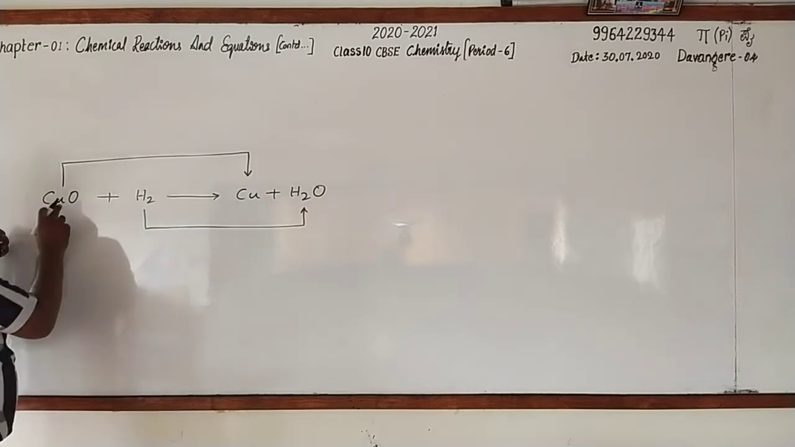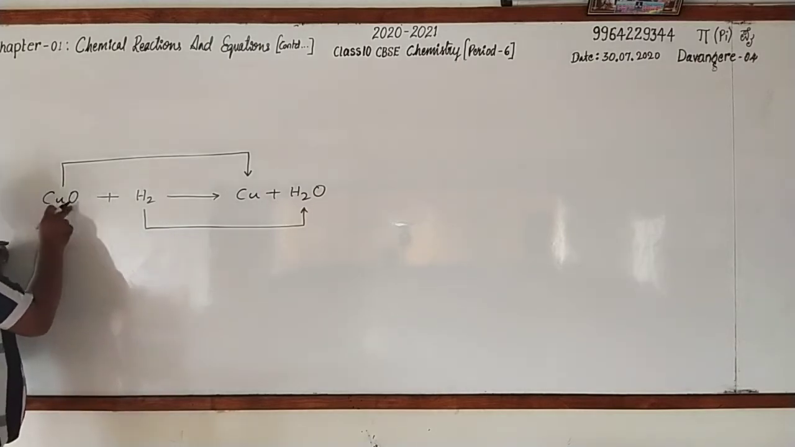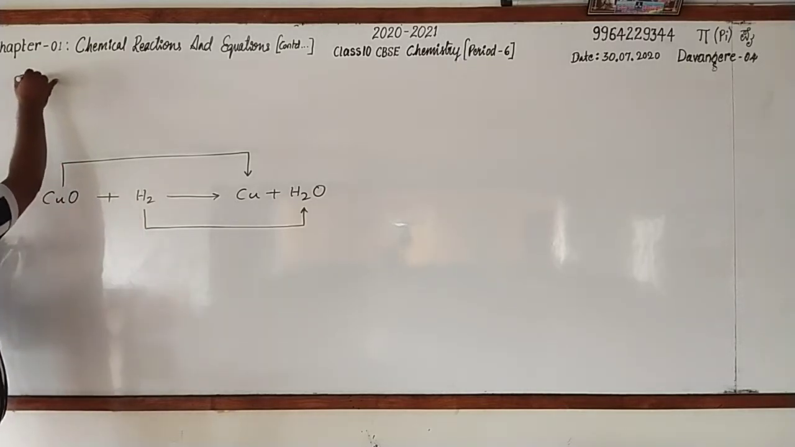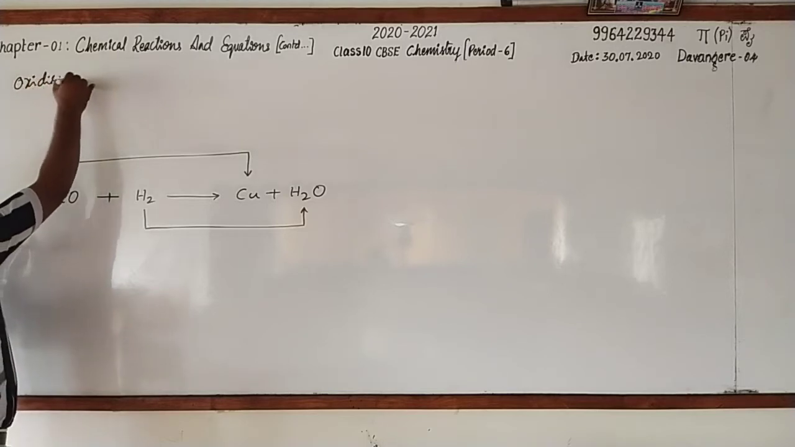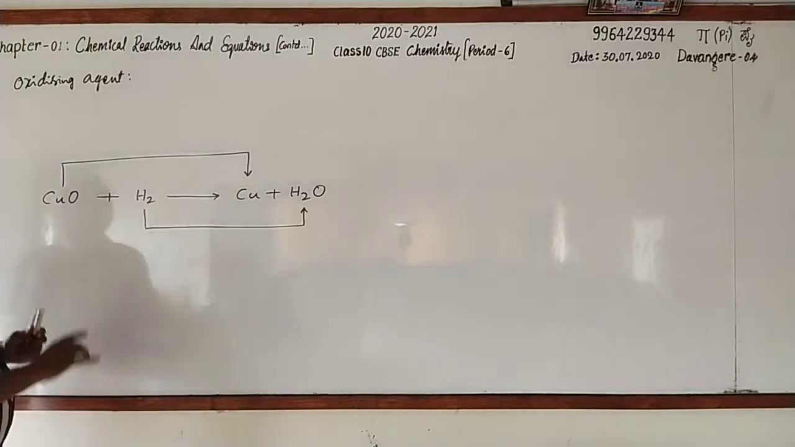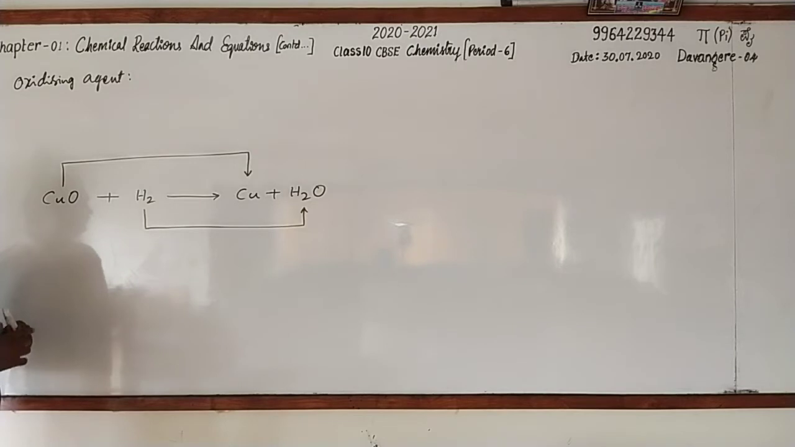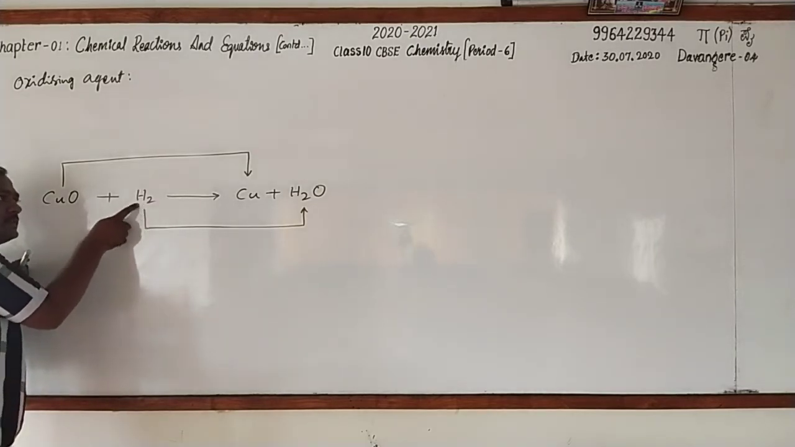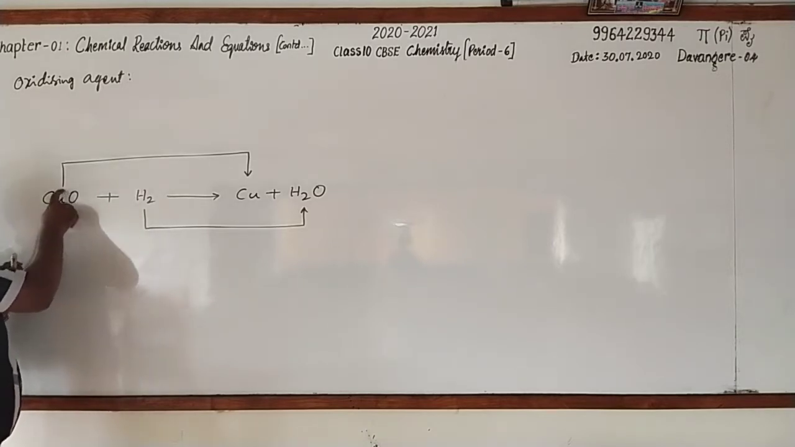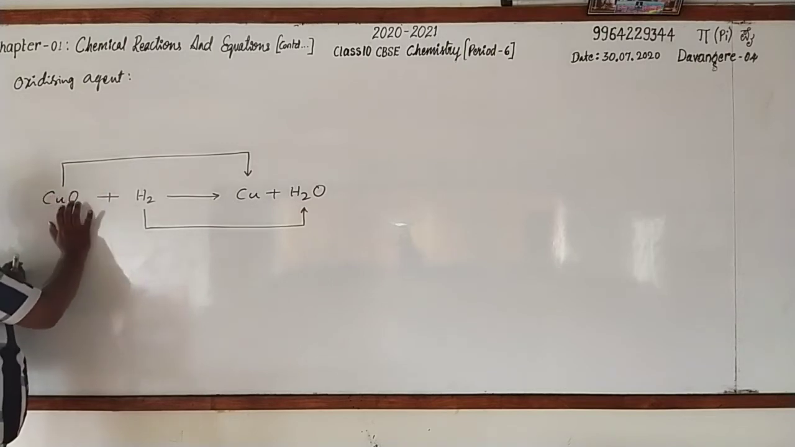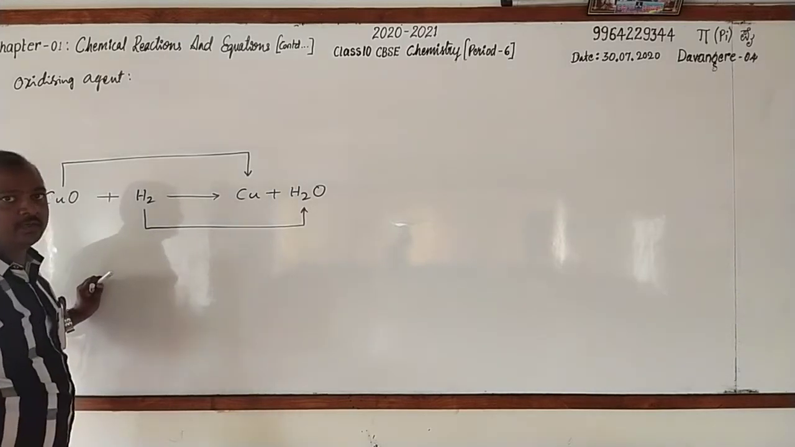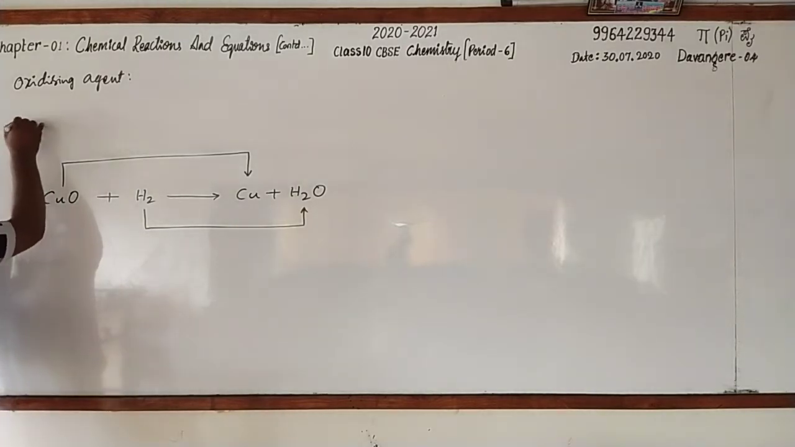Right? Here, this is the substance which gives oxygen for oxidation, and this is called oxidizing agent. Once again, the substance which gives oxygen for oxidation is called oxidizing agent. And hydrogen is the substance, look here, that removes the oxygen from copper oxide. Therefore, it is called reducing agent. Clear? So, reducing agent.